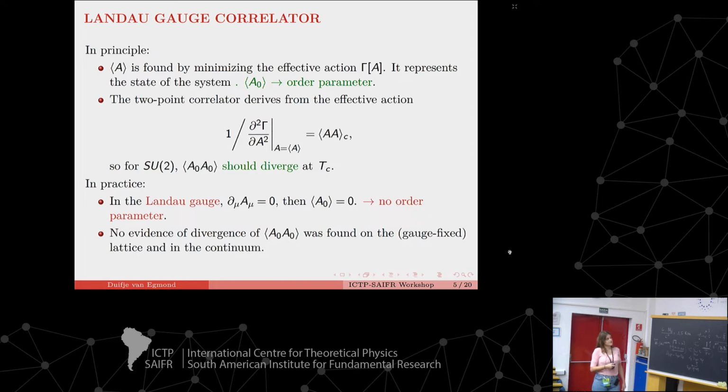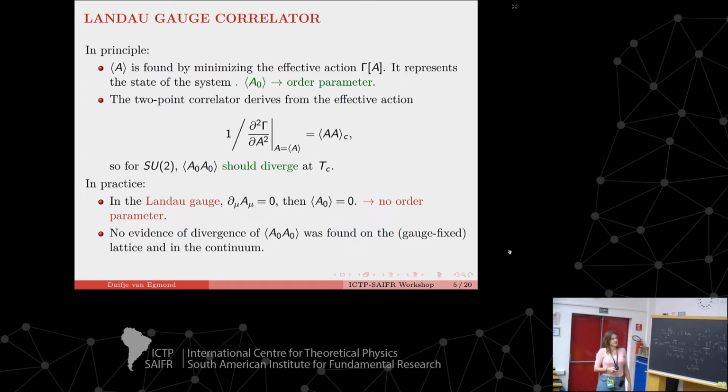However, in practice, this is not always what we see. If we look at the Landau gauge, we immediately see that the one-point function is always 0. This is because the Landau gauge does not have a color preference, so the one-point function always has to be 0. And this means that the one-point function here cannot function as an order parameter, because it does not change along the line of the temperature.